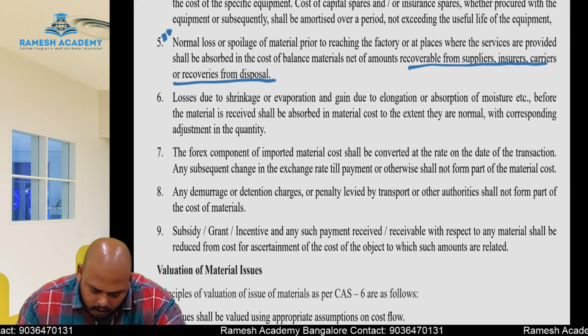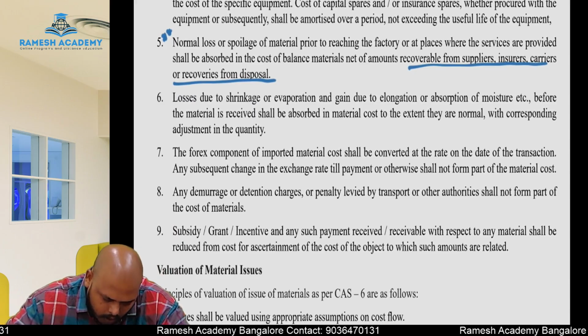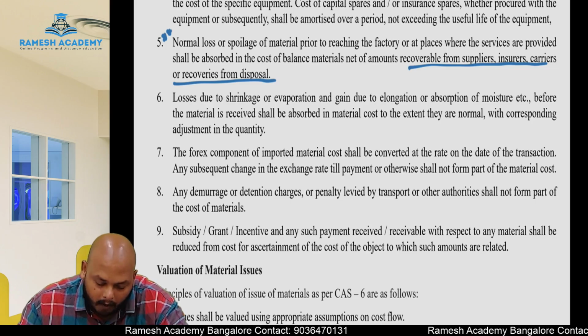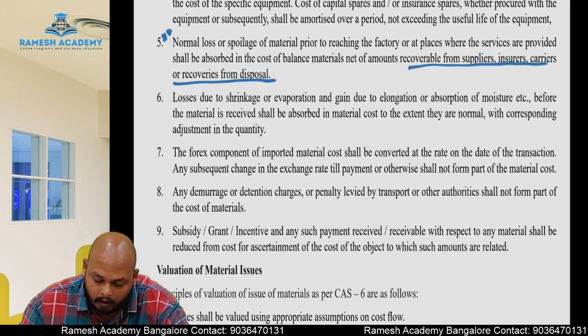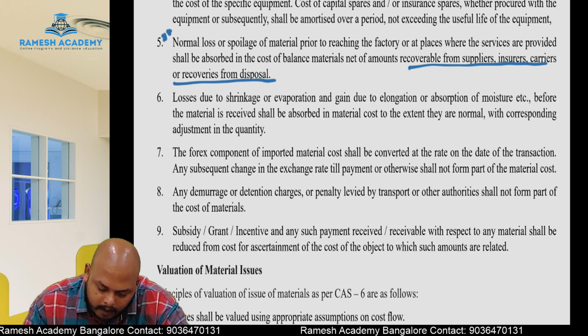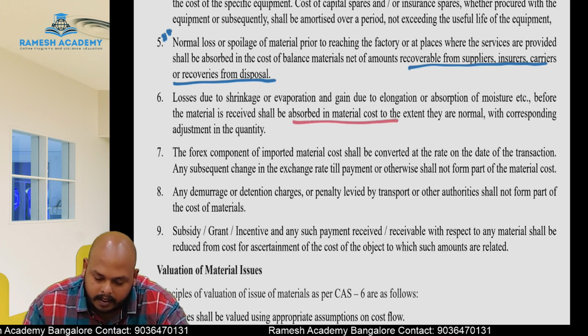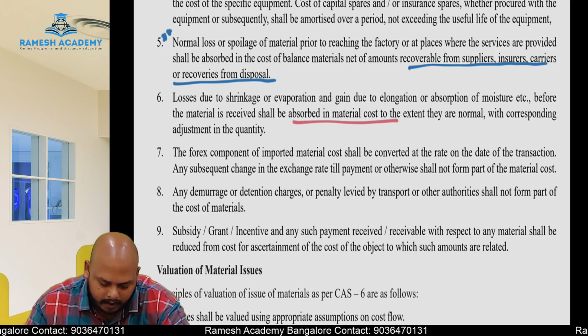Next, losses due to shrinkage or evaporation and gain due to elongation or absorption of moisture, etc., before the material is received shall be absorbed in the material cost to the extent they are normal, with corresponding adjustment in the quantity. Just now we did the same thing.